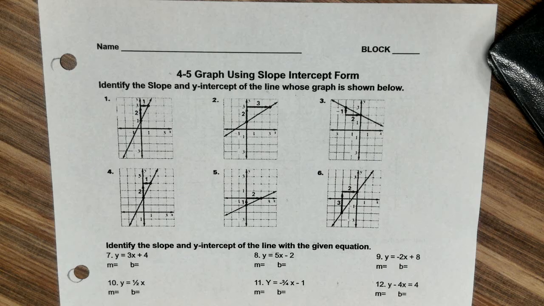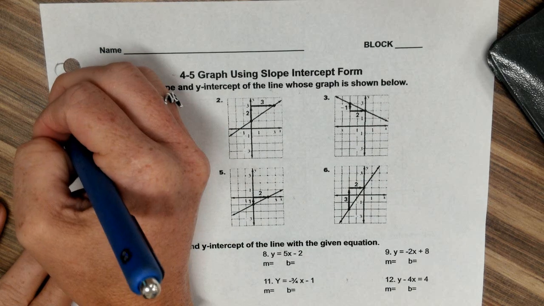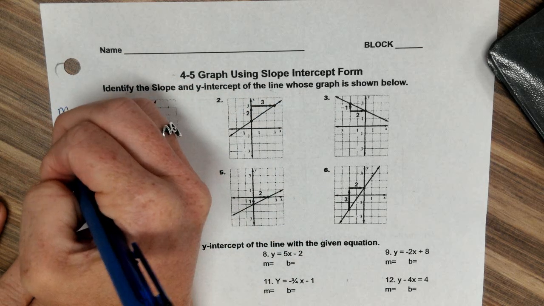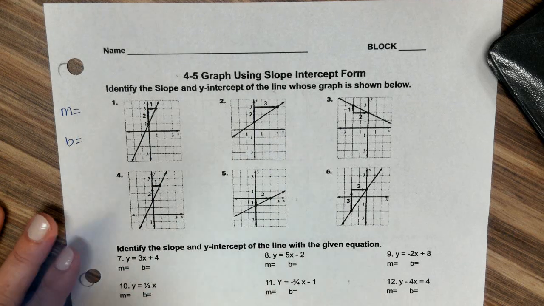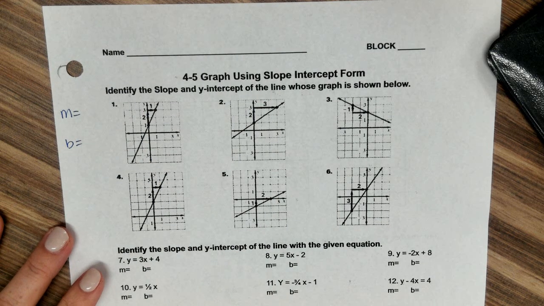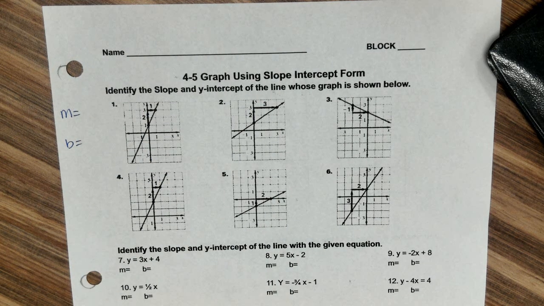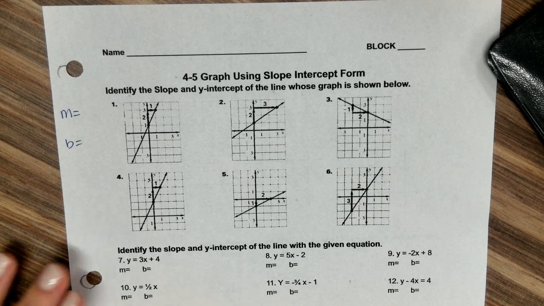Okay, please make sure you're following the directions. On 1 through 6, it says identify the slope and y-intercept of the line whose graph is shown below. So I want your answer to look like this. The slope is, the y-intercept is. And do you see how they drew a little triangle for you? That is the rise and the run. They drew it for you. Okay? So let's do number 1 together.